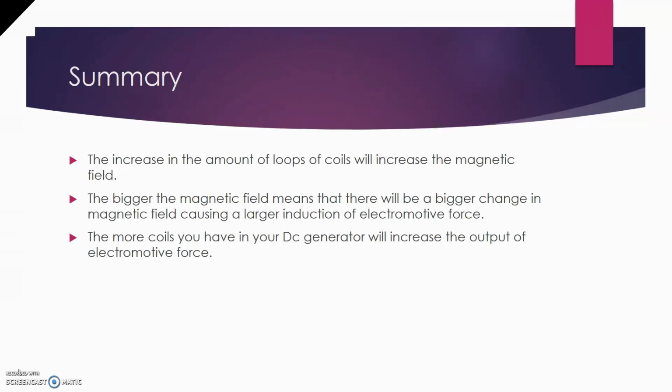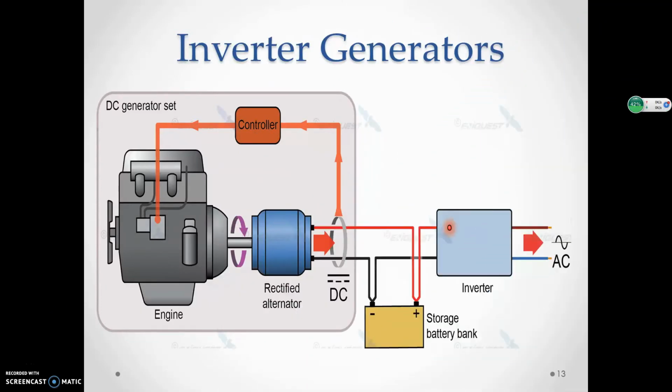Thank you. Lastly, one of the modifications done to a DC generator is an inverter. An inverter generator creates AC power through a two-step process. In the first step, it generates DC power, and by using a microprocessor-controlled inverter, it converts it to AC power. The generation of DC begins as soon as the engine begins to turn.